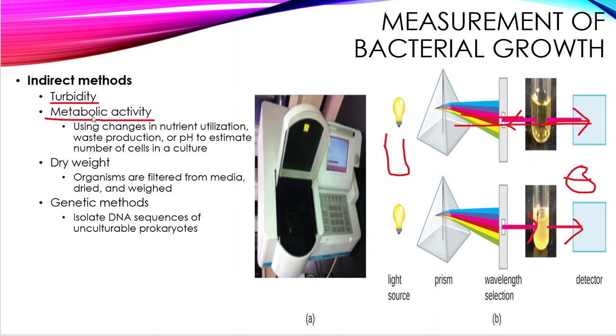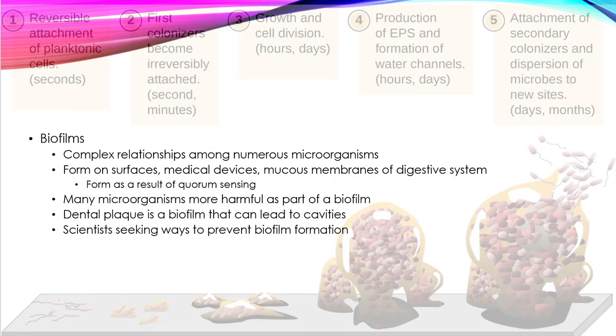The indirect method, besides turbidity, is metabolic activity, measuring how much nutrients are used, how much waste is produced, or the pH, and we'll do some of that later on. Dry weight: you filter these guys from their liquid media, and you weigh them. It sounds like it's fun. And genetic methods, not all bacteria can be cultured, by the way. You just have to get DNA samples to give an estimate.